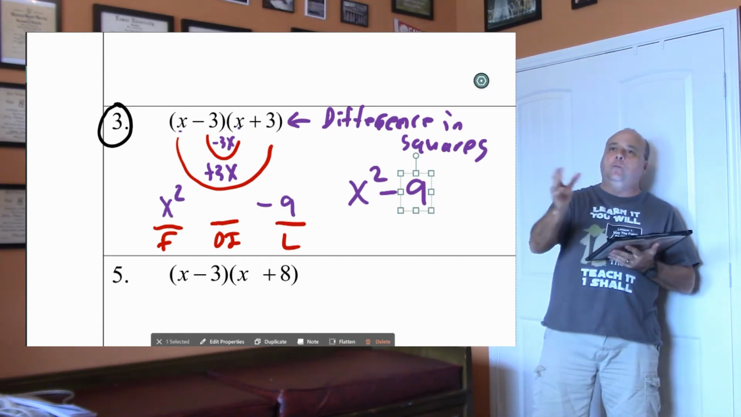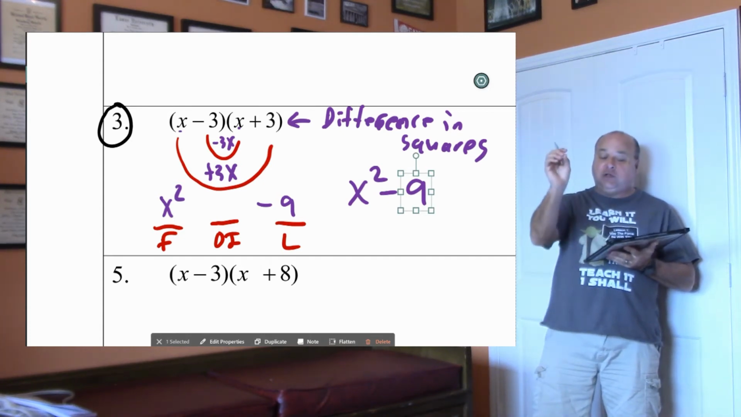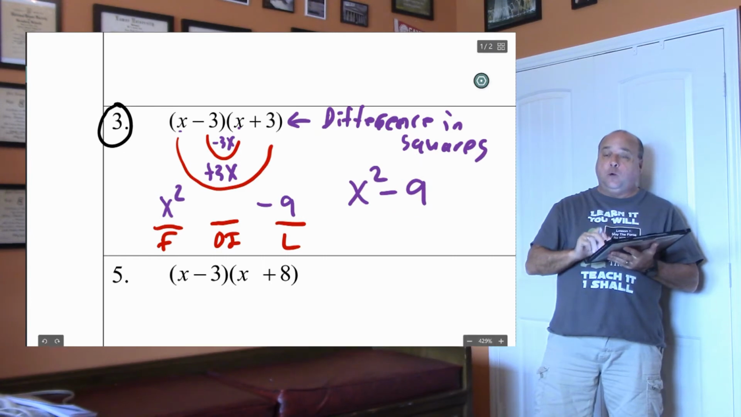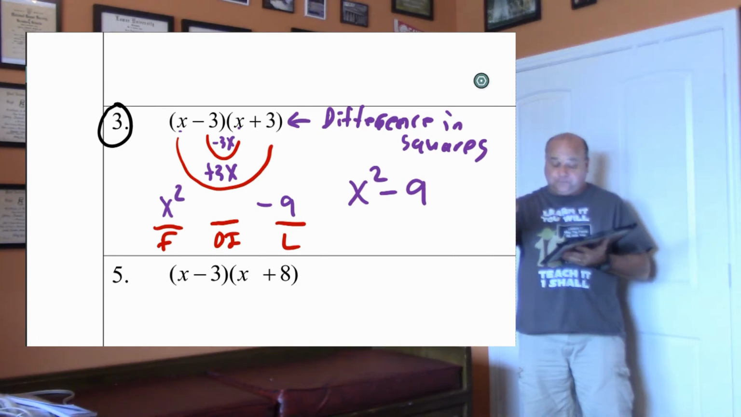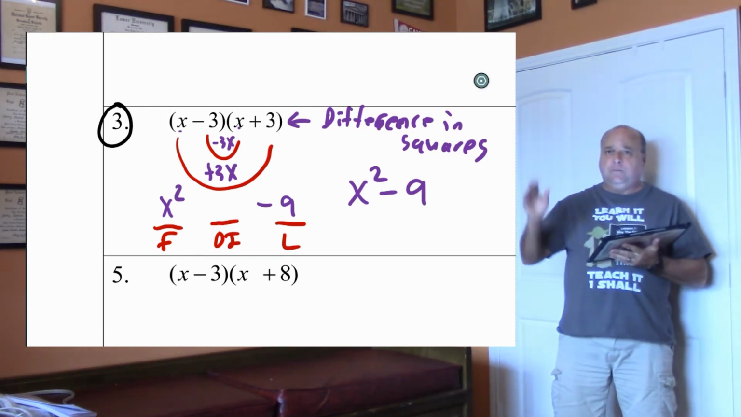Next week, when we go backwards, or over the next 2 weeks, you're going to learn this is going to be important, because it'll give you the 2 parentheses that are exactly the same, except the signs are different.